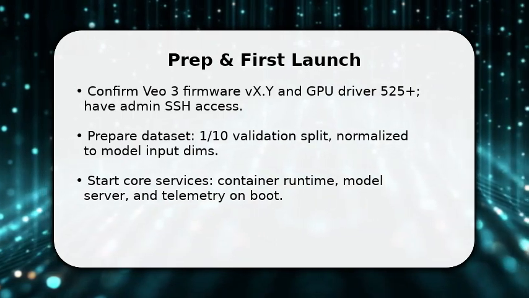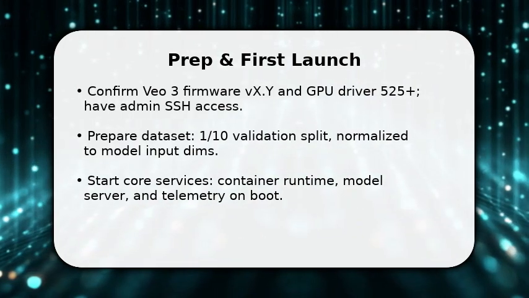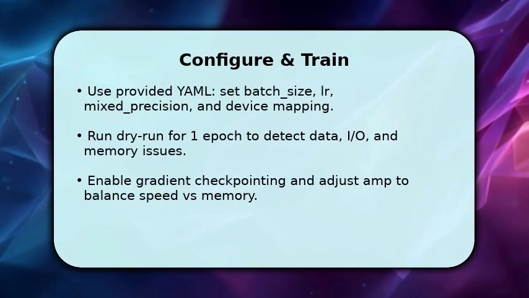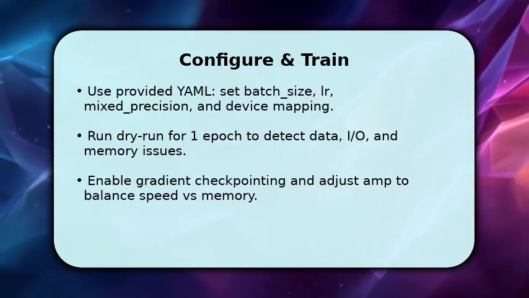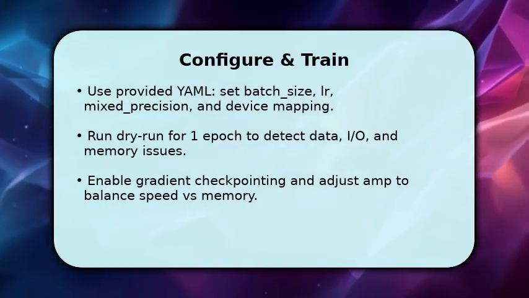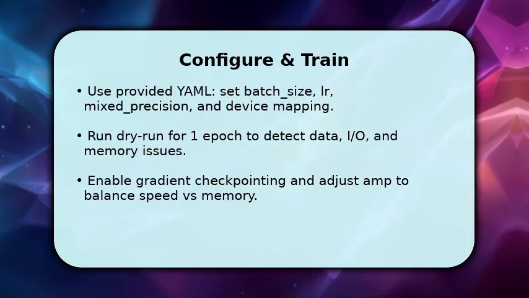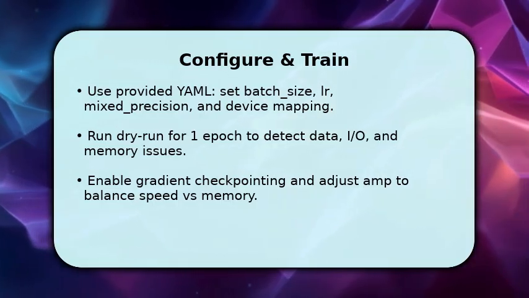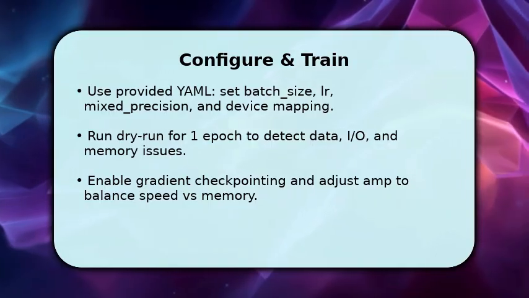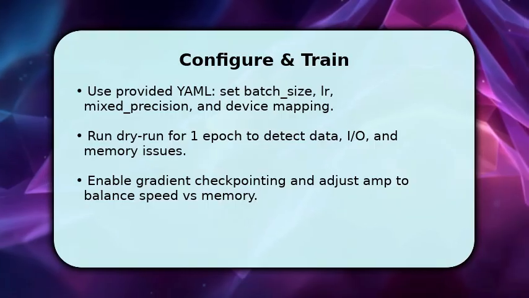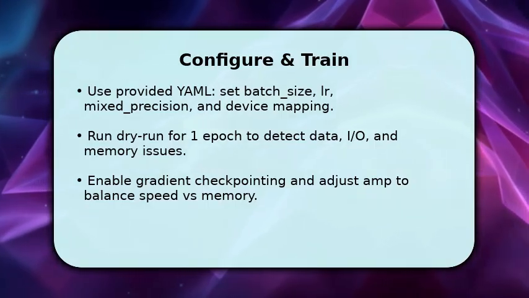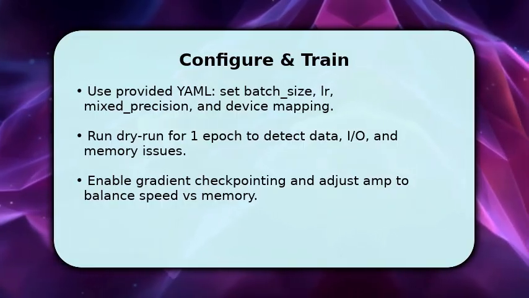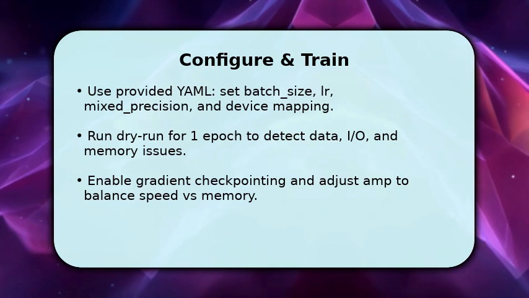you proceed. Now you configure training and execute a controlled run. Load the provided YAML and set batch size, learning rate, mixed precision, and explicit device mapping so compute is balanced across cores. Run a one-epoch dry run to catch data loader, I/O, and memory issues before long training. If memory spikes occur, enable gradient checkpointing and tweak automatic mixed precision to reduce footprint while preserving throughput. Make sure to monitor GPU utilization and adjust batch size.